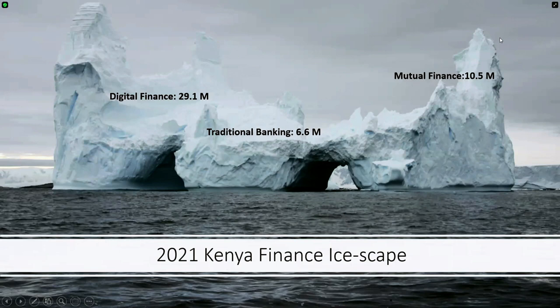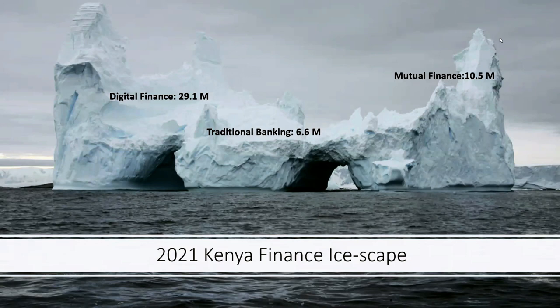What you see here are 3 different icebergs on the surface. We've got digital finance, the largest iceberg with 29.1 million accounts. Traditional banking, the smallest but the oldest iceberg with just 6 million accounts. And then we have another iceberg, which is mutual finance, which as Naomy and I are defining it, includes SACCOs as well as groups.